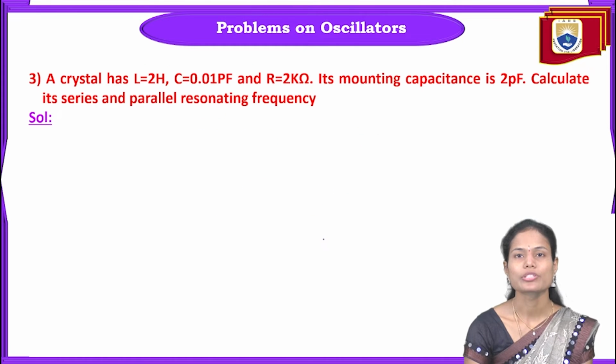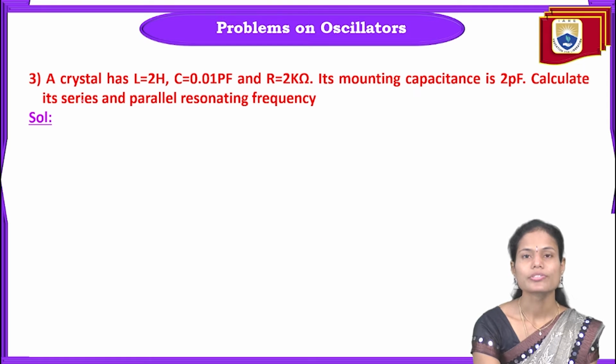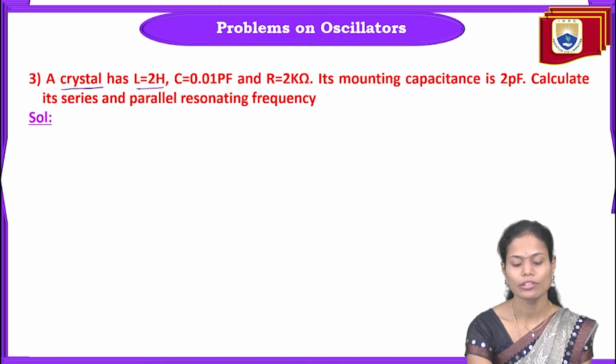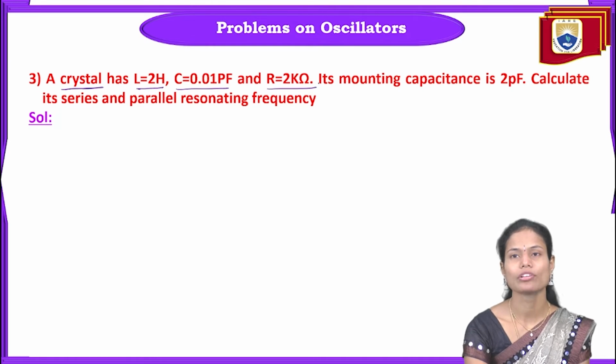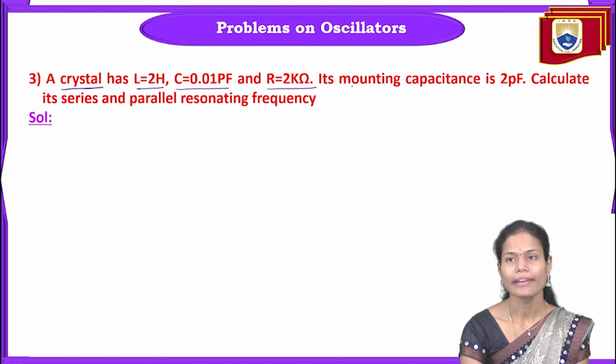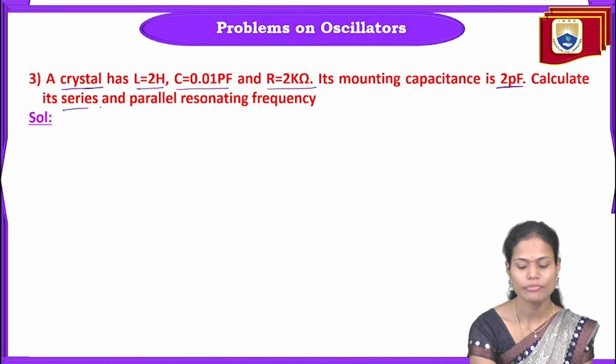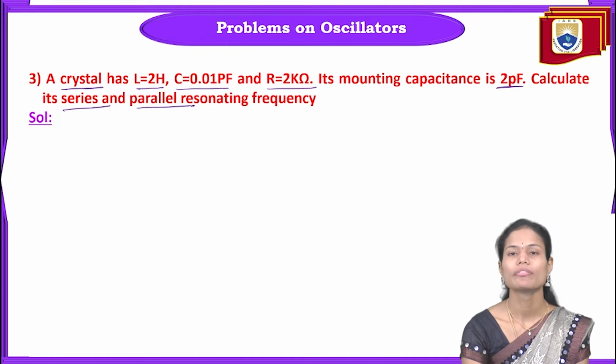Coming to the next problem, this is related to the crystal oscillator. Why? Because in the problem itself they mention that a crystal has an inductance value of 2 henries, a capacitance value of 0.01 picofarads, and a resistance value of 2 kilo ohms, and the mounting capacitance is 2 picofarads. From this we need to calculate the series frequency as well as the parallel frequency of the crystal oscillator.